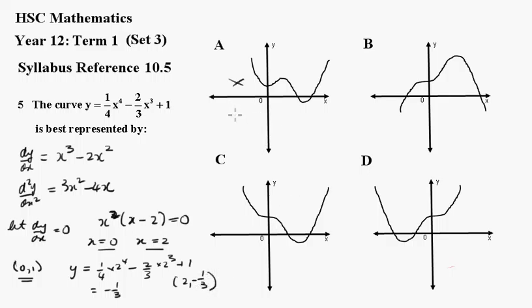And so let's have a look. Can't be this one. There's 2, it's going to be up here somewhere. Certainly can't be this one. So it has to be this one. There's 2, minus a third there. There's your stationary point and your horizontal point of inflection. So the answer was C.